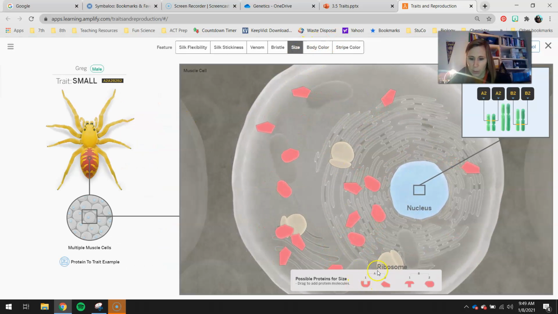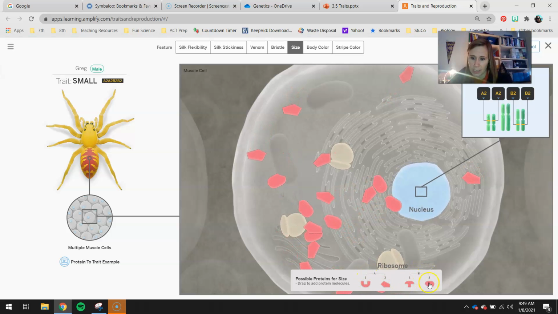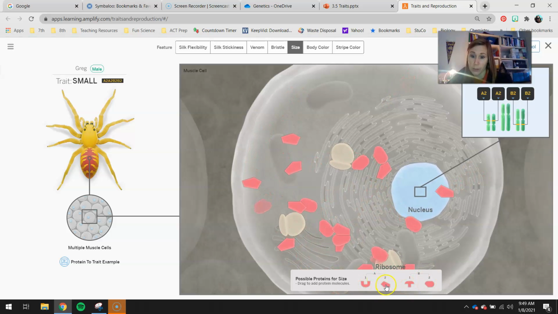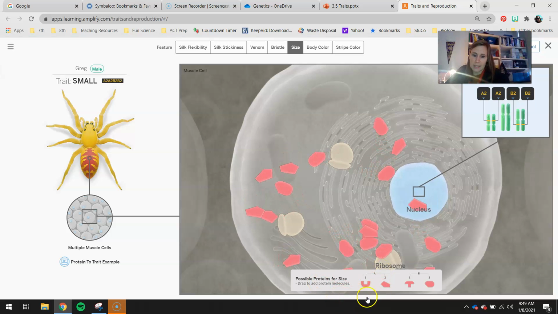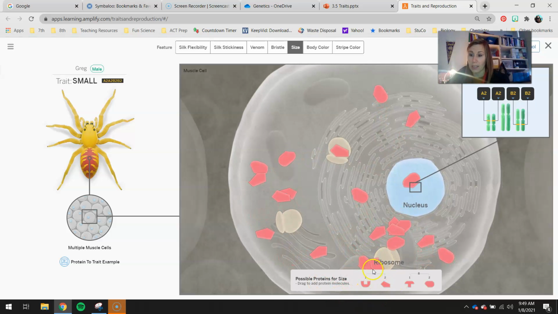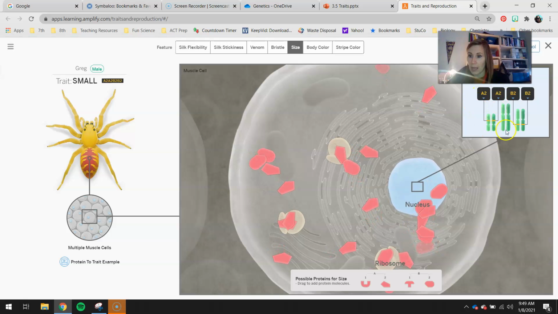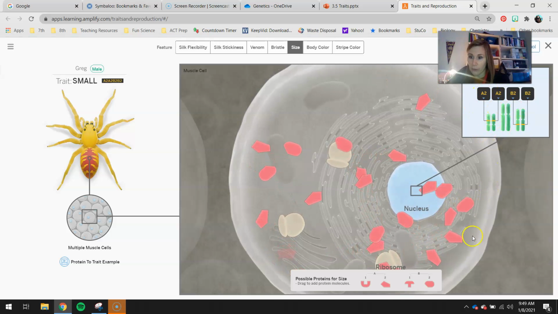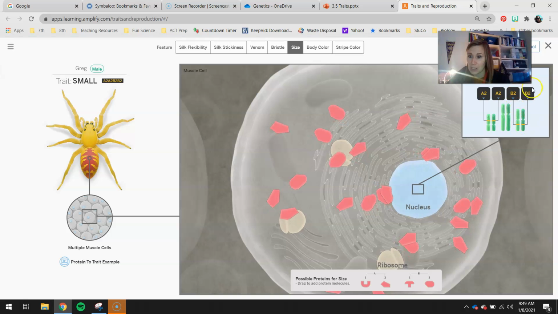So what we see is we have two different sets of proteins, and then for each of those sets we have two different types of proteins. So we can see set A must be one gene that we're looking at. So here we go. Greg has A2A2. And for his second set of genes, he has B2B2.